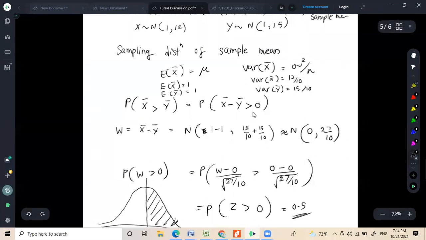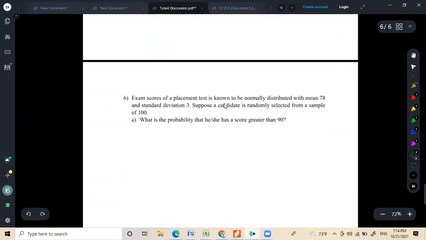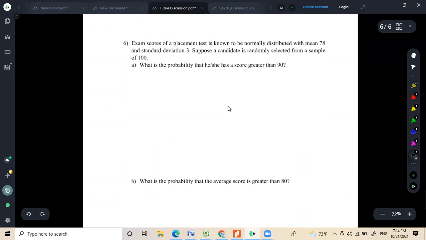Okay, right. Let's move on to the last question in the tutorial. Again, you have the sampling distribution of the sample mean. So let's do this one. And you will see similar questions in exams also. So this will be good practice for you.